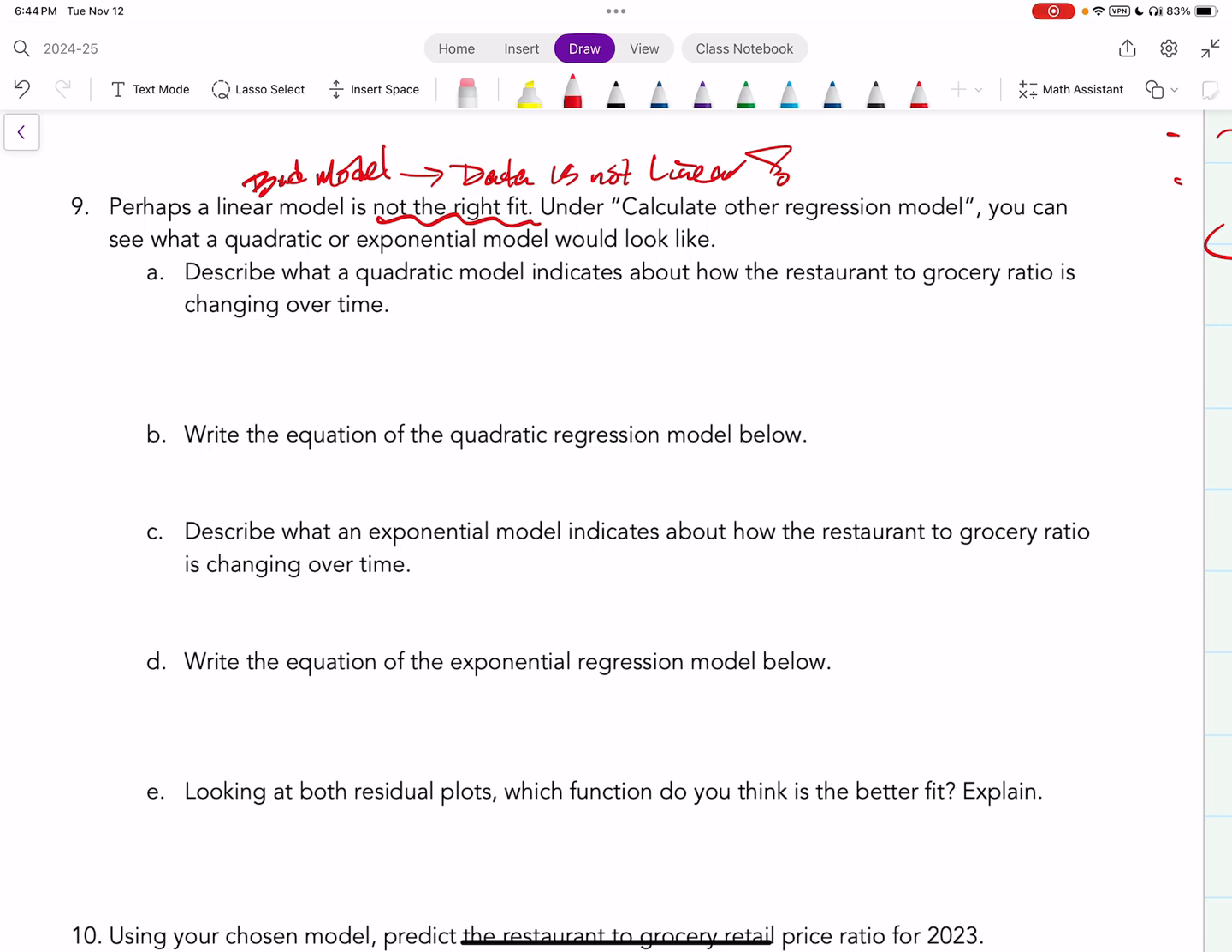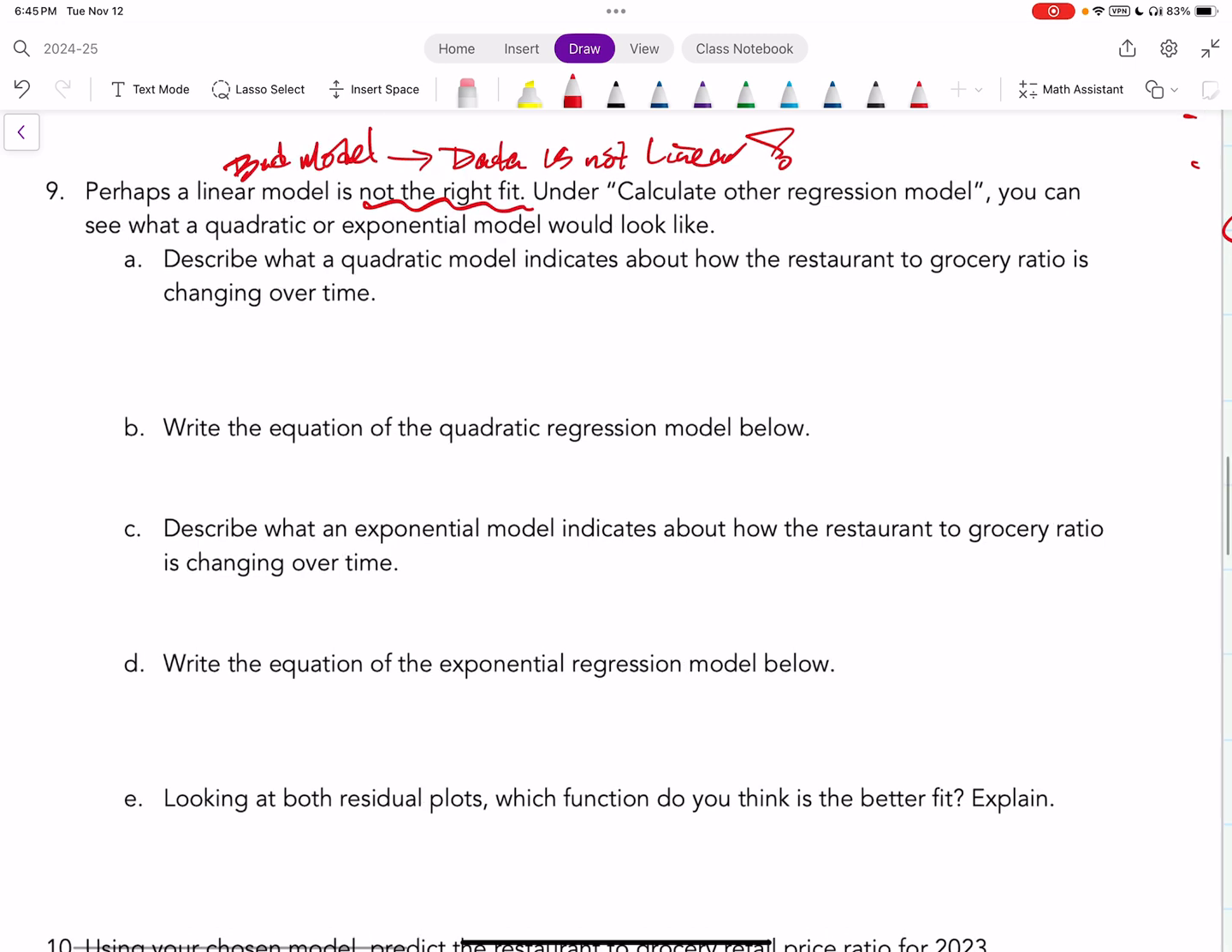Under the calculate regression model, this is for the app that we're not using, you can see what a quadratic or exponential model looks like. I'm going to show you how to do it in Desmos here. Describe what the quadratic model indicates about how the restaurant to grocery ratio is changing over time. Let's take a look at the quadratic model, and then we're going to write the equation. Let's write down how you write it in Desmos.